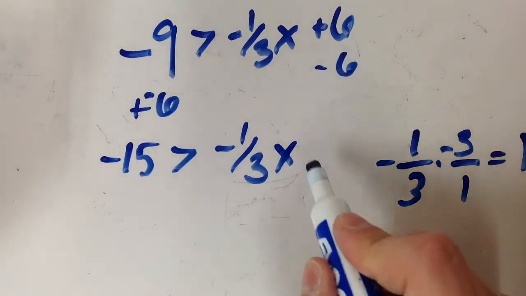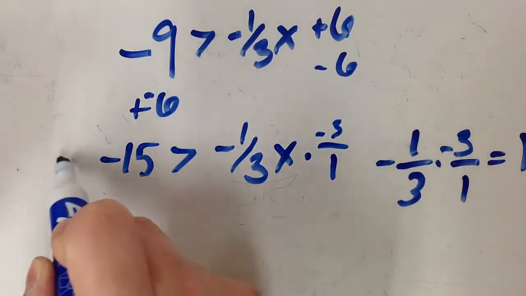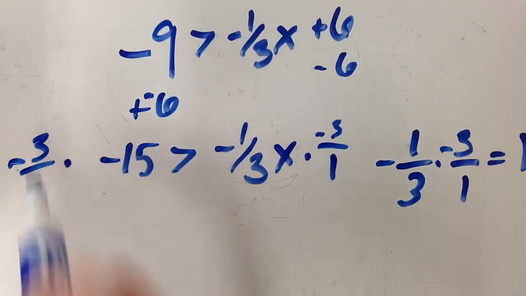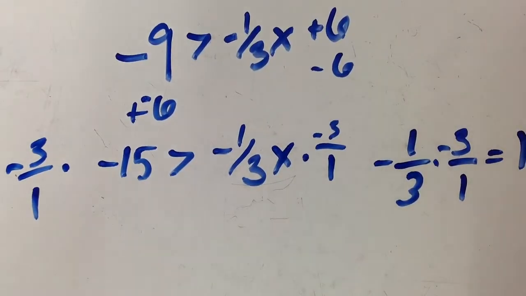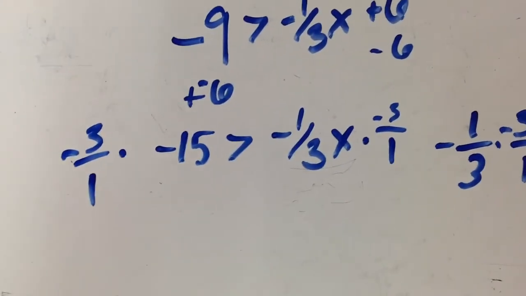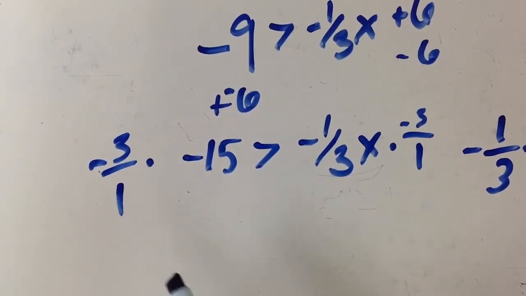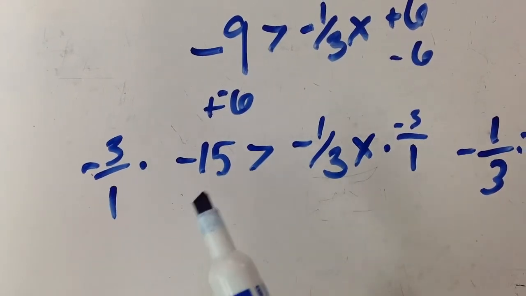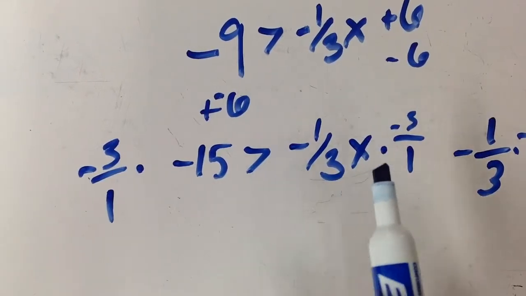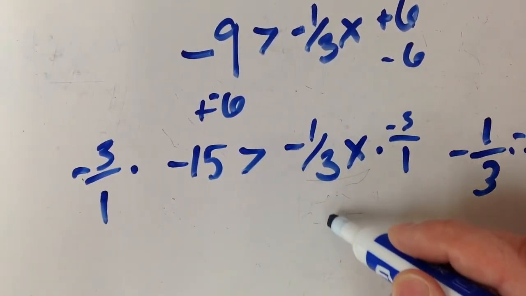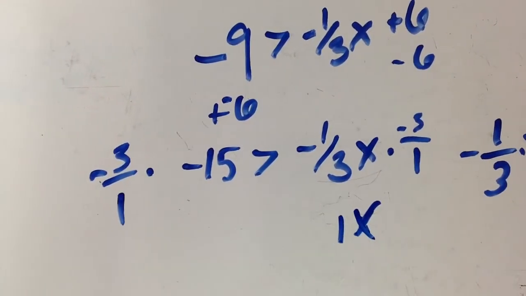So the opposite would be to multiply by a negative 3 over 1 to both sides. Can't really see that, so we're going to move this over just a little bit. Perfect. So I'm going to have negative 3 times negative 15 is greater than this. This all is going to equal out to 1x. Not my best x in the world, but that's okay.